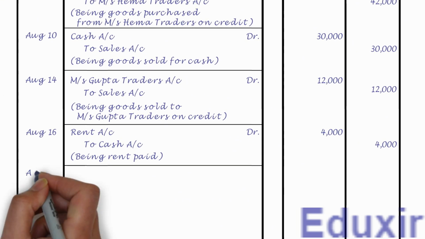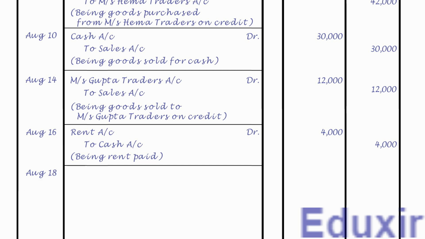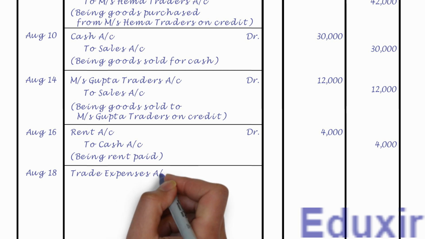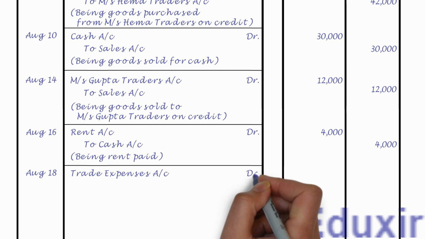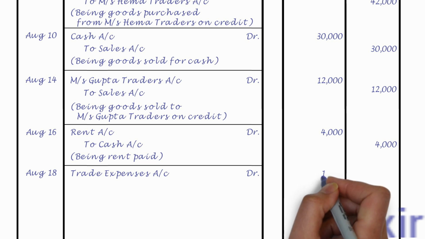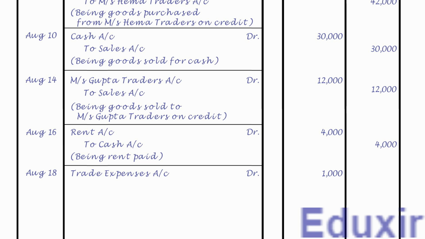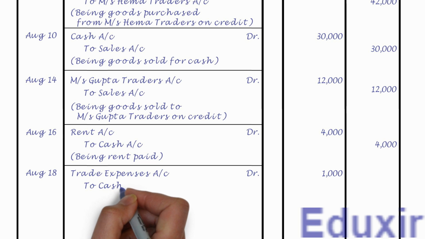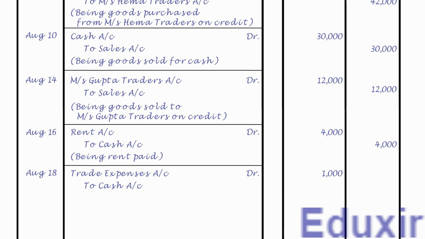Let's first record the date. Let us now record the trade expenses account as the debit entry. Let us also record the text DR to indicate that this is a debit entry. Let us also record the debit amount of 1000 rupees into the debit amount column. Leaving a margin, let us now record the cash account as the credit entry. Let us also record the credit amount of 1000 rupees into the credit amount column. Let us now record the narration or description of this transaction, that is, being trade expenses paid.